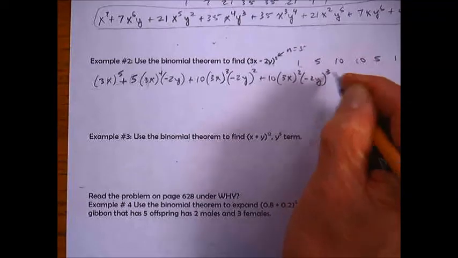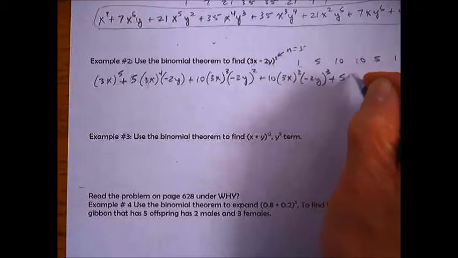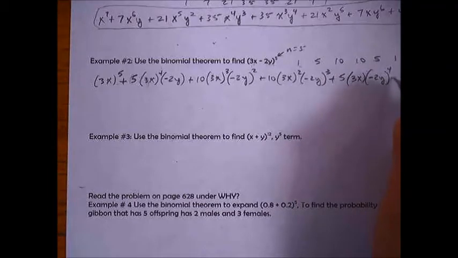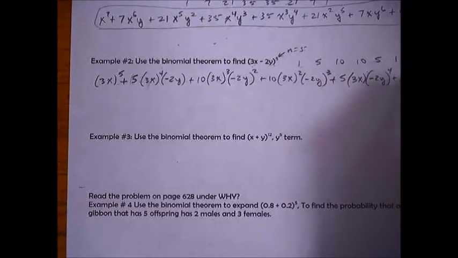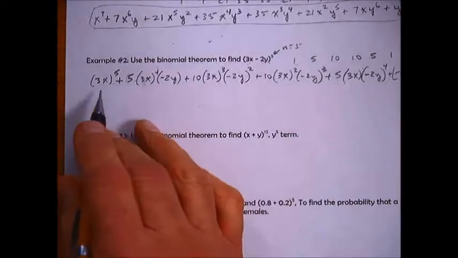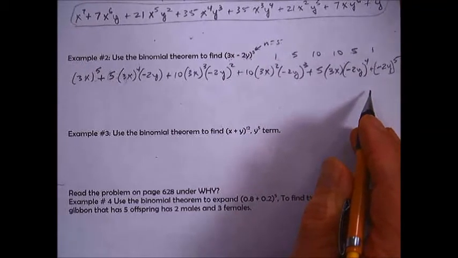2y cubed going up, and then our next to the last one will be plus 5, that's that 5 right there, times 3x to the 1, and then negative 2y to the fourth, and then finally plus coefficient 1, which we don't have to write, times 3x to the 0, which is also 1, times negative 2y to the fifth. So it's very important that you have these parentheses, and you'll see why. This is what you have so far. Now we have to simplify this.